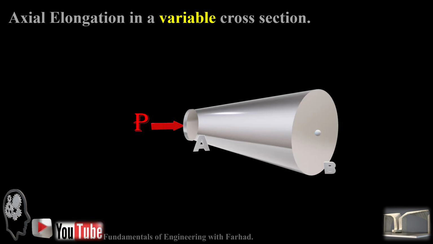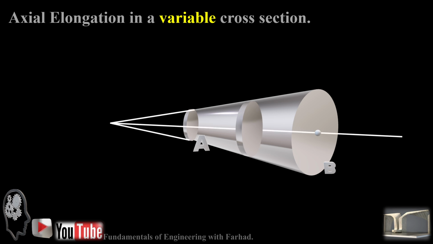So we have axial elongation in a variable cross section, like what you can see here. We just rotate our tapered cone by 90 degrees and then analyze it. The concentrated load applies at the end A, and if we extend it all the way through the point of origin, now we have a full cone.